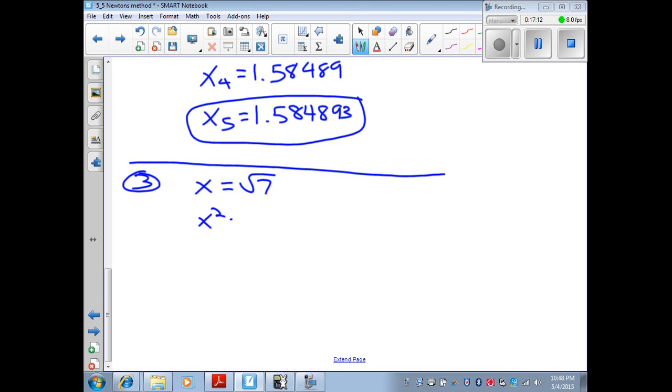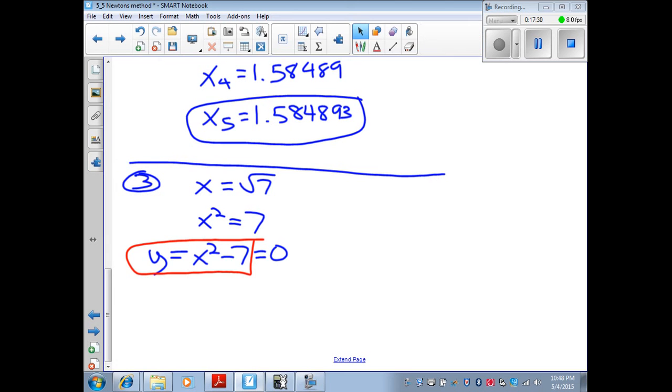But it's equivalent to x squared equals 7, or x squared minus 7 equals 0. That is the function that we turn this into. So we turn it into a nice equation that's equal to 0. The function becomes x squared minus 7. Okay, y prime is going to be 2x.